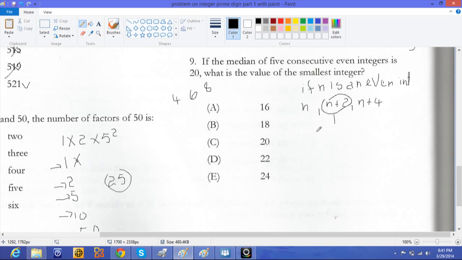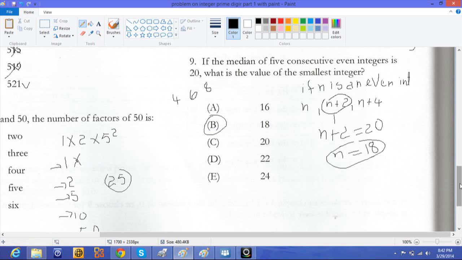So what we have is, they say n plus 2 equals 20. It's easy. You can say that in your head. If n plus 2 equals 20, the next one is going to be easy, 22 if you want. Since n plus 2 equals 20, n is going to be 18. They were asking what is the smallest, so the smallest is going to be 18. Since we know the median, the smallest is 18 and the largest is 22.